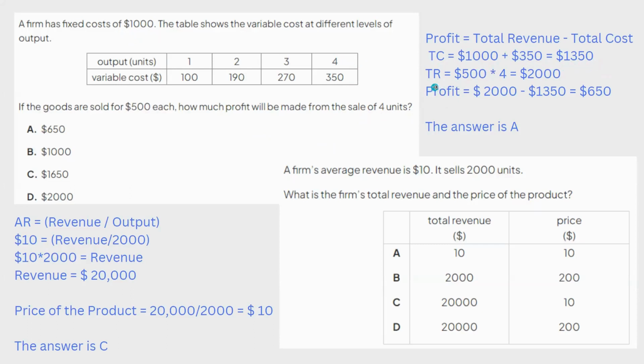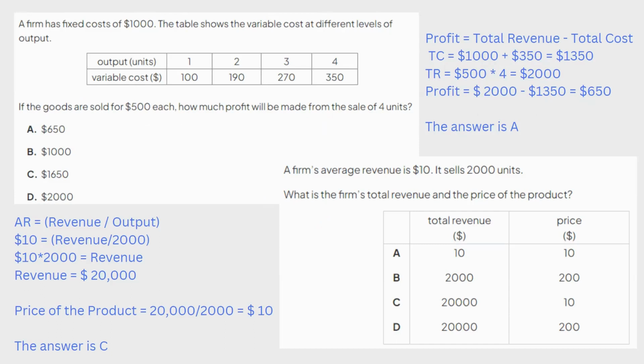Now we have to find out the total revenue. We say that the total number of goods are 4 and each are sold for $500. So we do $500 into 4. The revenue for all the 4 goods is $2,000. So for profit, we go to the formula: total revenue, which is $2,000, minus total cost, which is $1,350. We get $650 as the answer, which is A part. This is the correct answer. Let's go on to the next question.